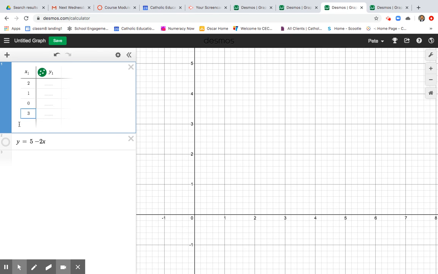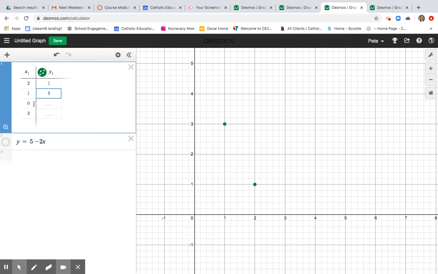Here we've got a slightly different one because it's y equals 5 minus 2x. So it's sort of a bit backwards there. We've got to do the x first, order of operations. 2 times 2 is 4. 5 minus 4 is 1. When x is 1, 2 times 1 is 2. 5 minus 2 is 3. Again, what we should be seeing is a straight line, hopefully.